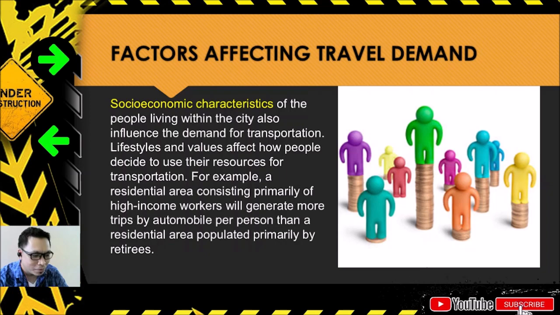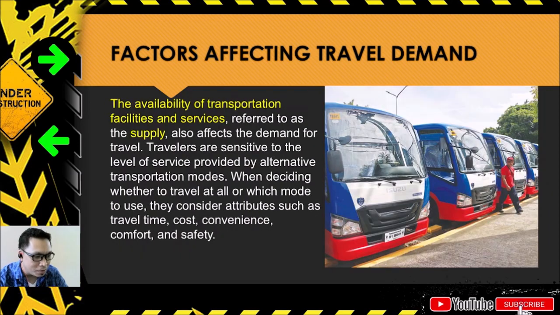So that is how the socio-economic characteristics may affect the travel demand. Next, we have the availability of transportation facilities and services, referred to as the supply, which also affects the demand for travel. So travelers are sensitive to the level of service provided by alternative transportation modes. When deciding whether to travel at all or which mode to use, they consider attributes such as travel time, cost, convenience, comfort, and safety.